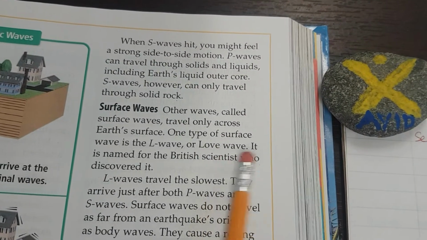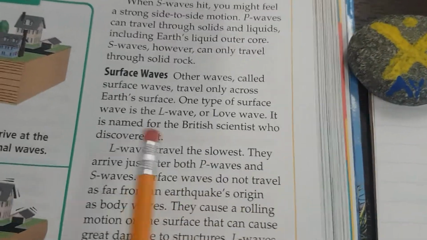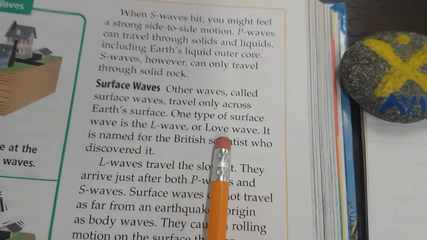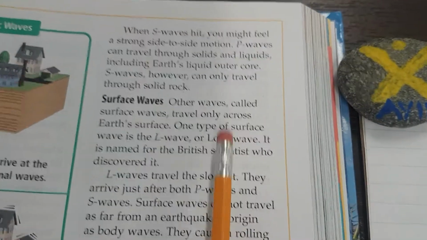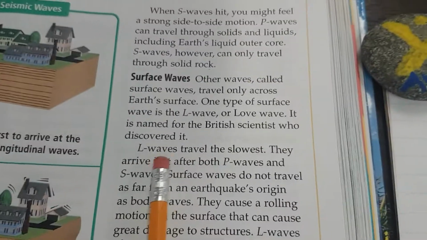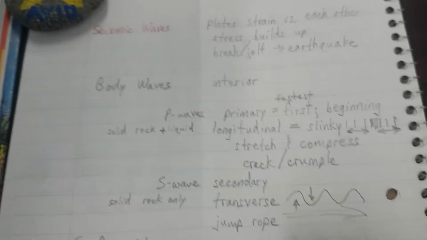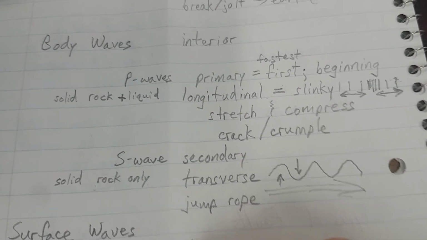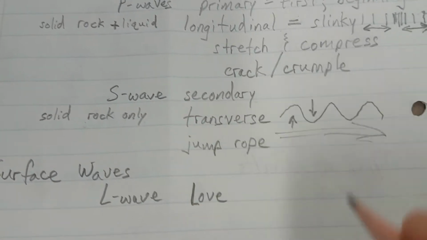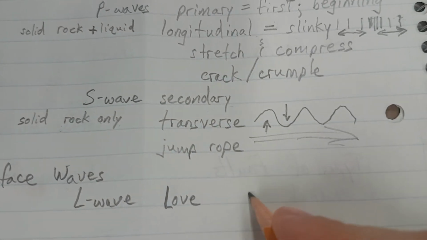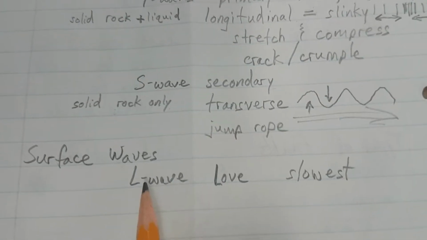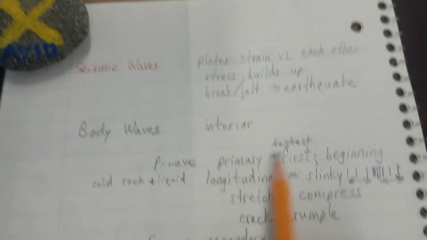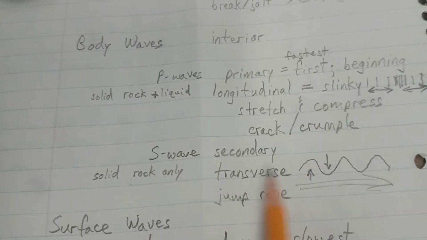Okay, why is it called that? It is named for the British scientist who discovered it. Oh, okay, the guy's name was Love. Maybe his name was Edward Love or something like that. I don't know what his name was, but his name was Love. L waves travel the slowest. So that's why it's capitalized with a capital L, because it was named after that guy. And they are the slowest, S-L-O-W-E-S-T. So if L waves are the slowest, P waves are the fastest, S waves are in between.